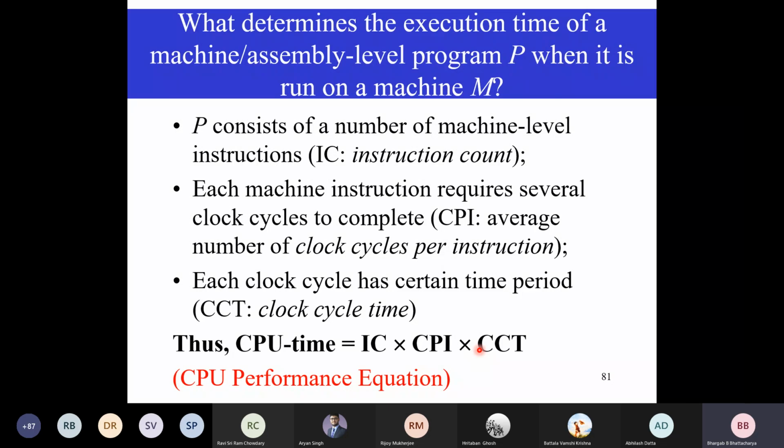So we have worked out one fundamental equation related to our computer organization that gives you an expression for CPU time in terms of instruction count, number of clock cycles per instruction, and clock cycle time.